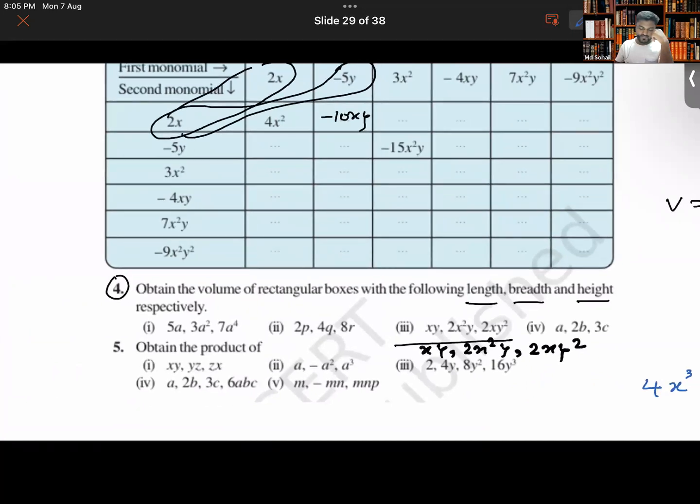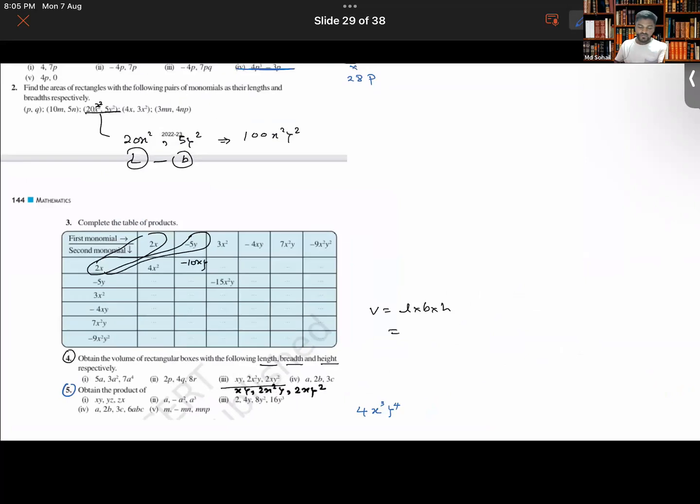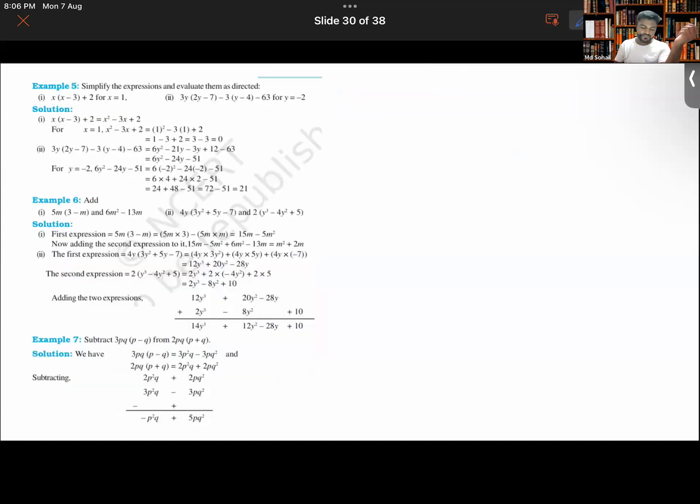So question number 5 is also similar, right? That can also be solved. So do one thing, solve exercise 9.2, all the questions of exercise 9.2. And there was one more assignment which you must have got, I'm guessing. So guys, solve that assignment also, right?